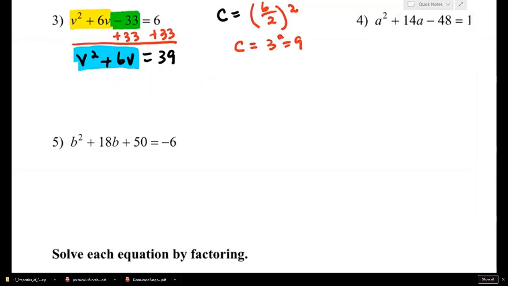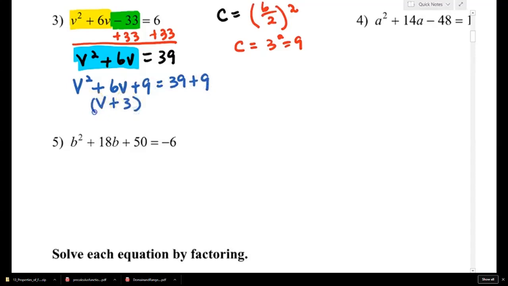So what I have is V squared plus 6V plus 9 equals 39 plus 9. Okay, so this will be V plus 3 times V plus 3, because that's a perfect square. How can I check? 3 times 3 is 9. V times 3 is 3V. 3 times V is another 3V, so that's 6V, and then V times V is V squared.